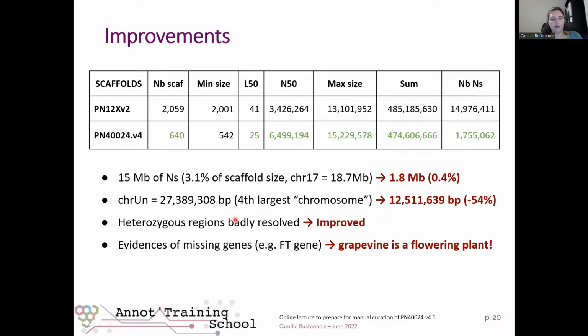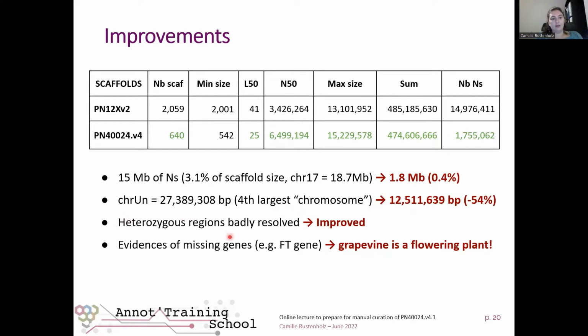So overall, if we compare the two, I just explained about the N's, so I'm not going back to that. But also, if we consider the chromosome unknown, which is not a real chromosome, but the chromosome that was artificially built by concatenating the sequences that could not be anchored to the chromosomes. In the 12xv2 version, the chromosome unknown was about 27 megabase long, which made it the fourth largest chromosome, so to say. And now it's only 12.5 megabase long. So it means that we were able to anchor much more sequences on the chromosomes.